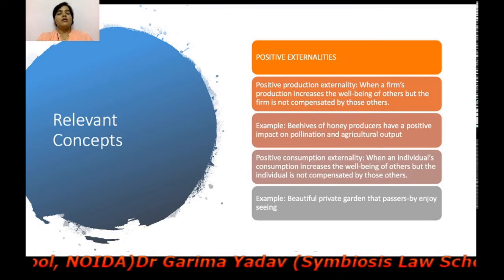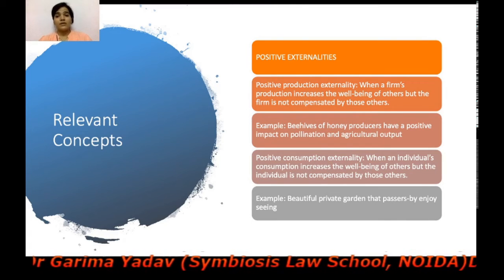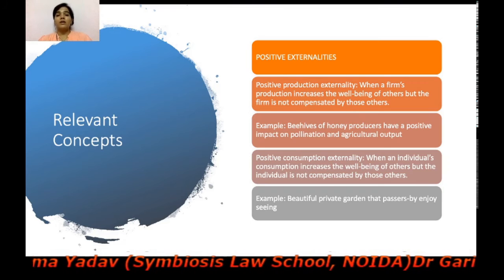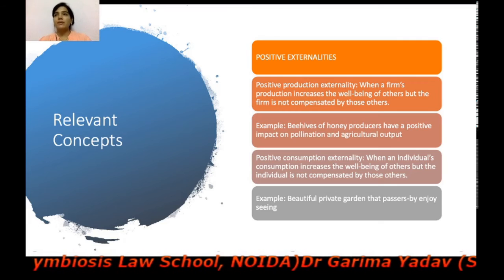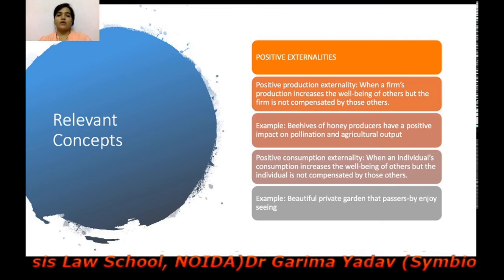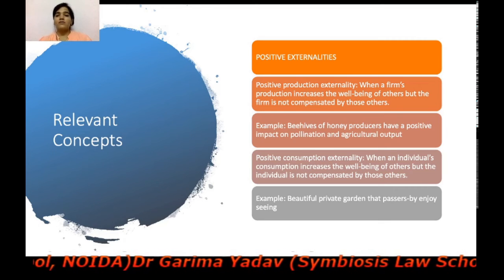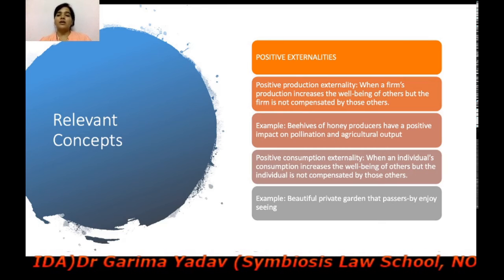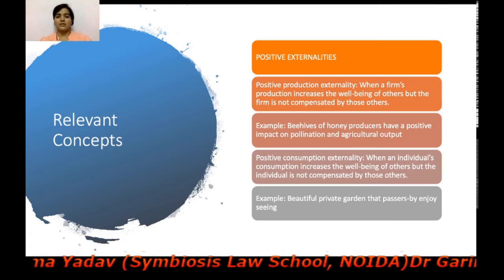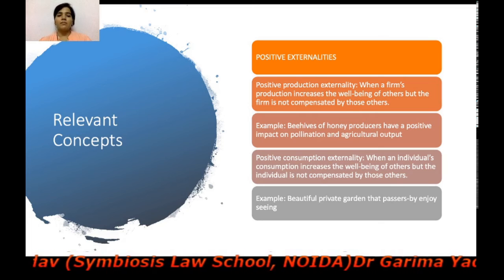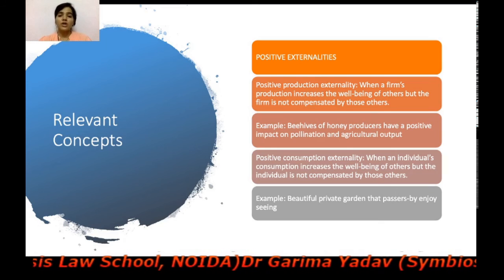implications of that. The next concept is positive externality. It is not that externalities are always negative. There are certain positive externalities also. From the production perspective, when a firm's production increases the well-being of others, but the firm is not compensated by them, that is an example of that. For example, a beehive being located in an area around you. Beehives of a honey producer have a positive impact on pollination and agricultural output, but those farmers are not going to pay or compensate the owner who is maintaining the beehive. So this is another form of externality, which is termed as positive production externality.